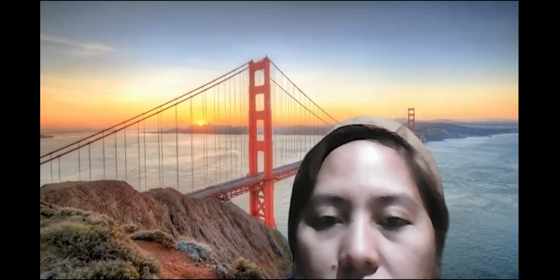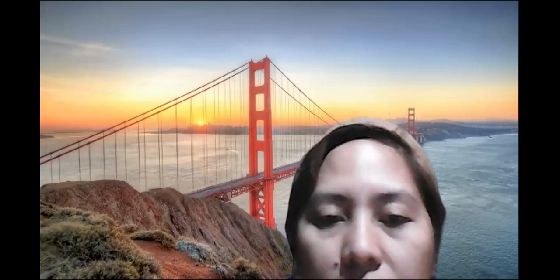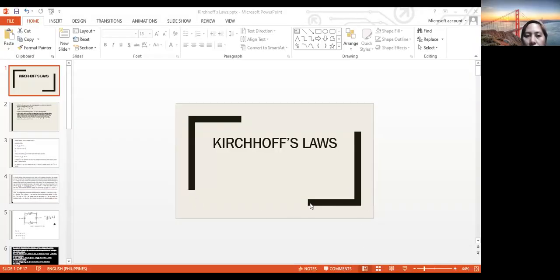Good day, everyone. So let's now have Module 6, the first part of Module 6. This is all about Kirchhoff's law. If you were able to understand the module on Ohm's law, then you already have a background for today's session.